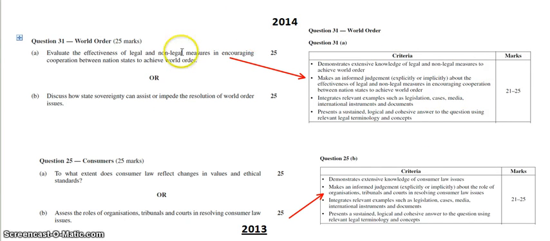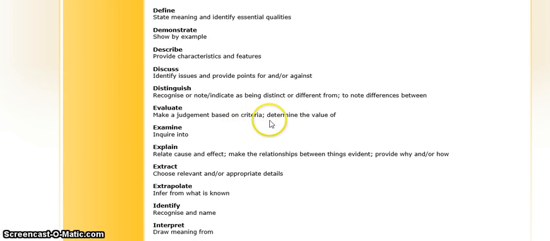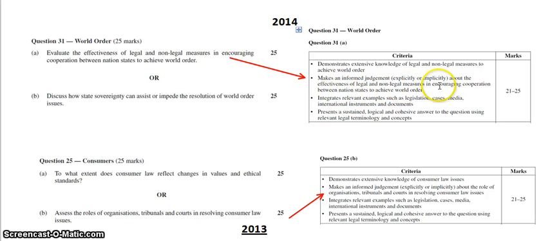Okay, so in 2014, a world order question asked you to evaluate the effectiveness of the legal and non-legal measures, and so on. That's the command terminology. So here in the marking criteria, a good mark, 21 to 25, makes an informed judgment explicitly or implicitly about its effectiveness. Huge problem here. Problem one, it's asked you to evaluate, and in the marking criteria, it's made no reference to a criteria. Enormously confusing. It's a simple matter of going back to our glossary, and we can quickly determine that, according to the board itself, if you're evaluating, you have to use a criteria. But if we click back to the way it was marked, they don't even mention a criteria. This is a complication. Don't worry, I have an answer for you that's going to make it nice and easy.